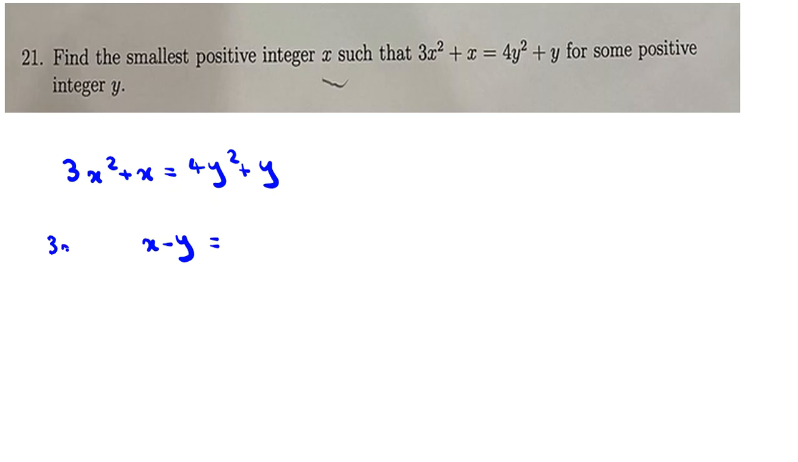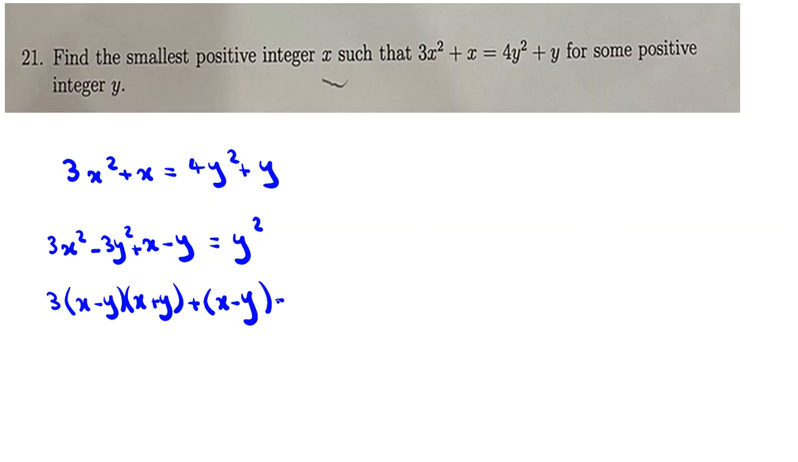We have 3x squared. If we take 3y squared to the left hand side, then what is left? Y squared. Why have I done 3y squared? Because then the coefficients are equal. I can say this one is 3x squared minus 3y squared, which equals 3(x minus y)(x plus y), plus x minus y, equal to what?